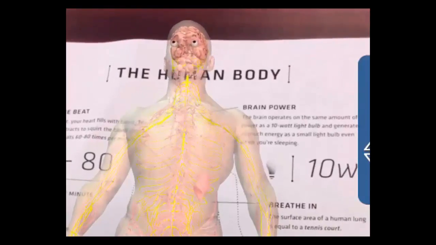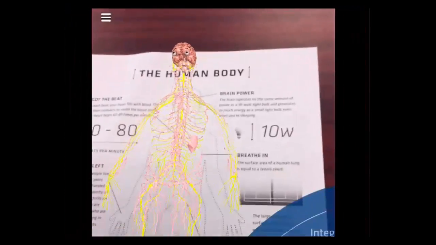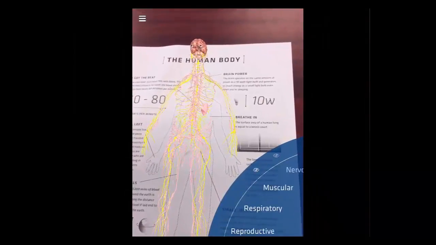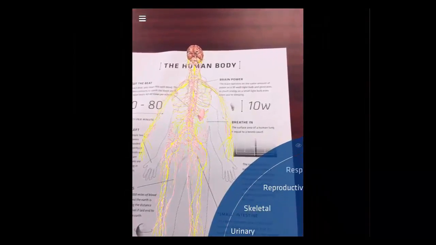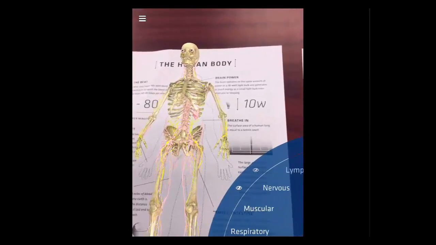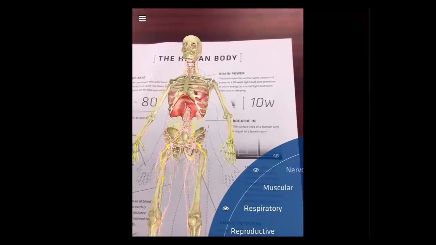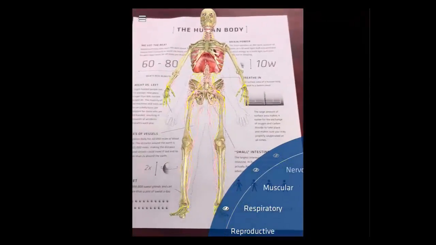They do have male and female characters, so you can be aware of that. You're going to have to work through that with your kids. And you can look at the respiratory system, whatever system it is. So that's the human body.